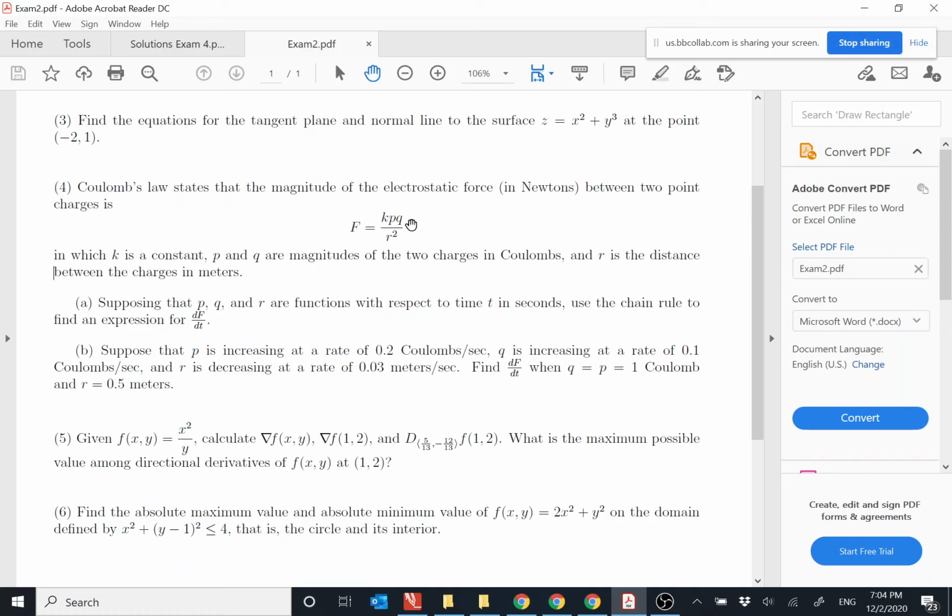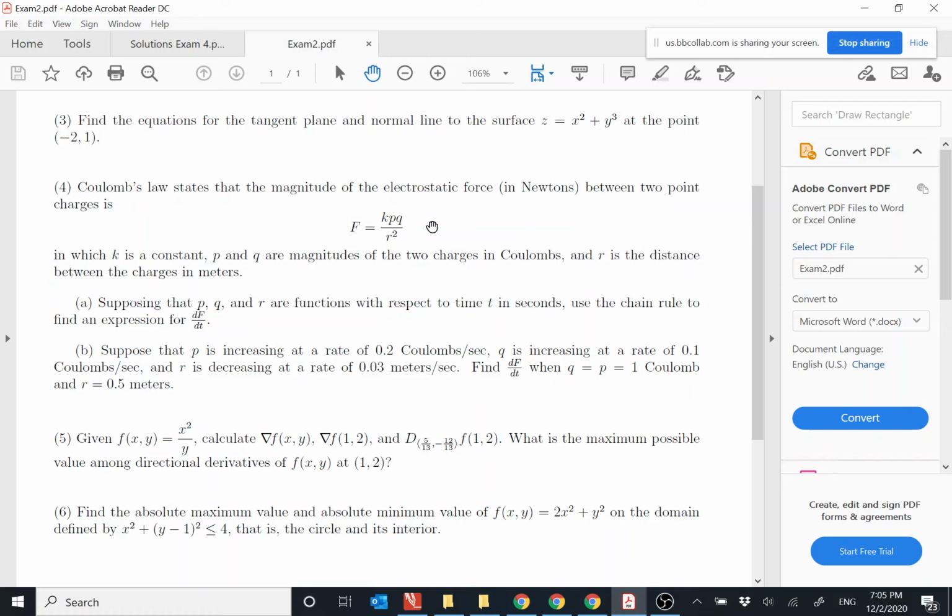Okay? Supposing that P, Q, and R are functions with respect to time, T, in seconds, use the chain rule to find an expression for change in force with respect to time. So F is a function with respect to time, R is a function with respect to time, P and Q are functions with respect to time, right? So all those quantities are changing: the force, the charge on P, the charge on Q, and the distance R. So those points are moving through space in some way. All right.